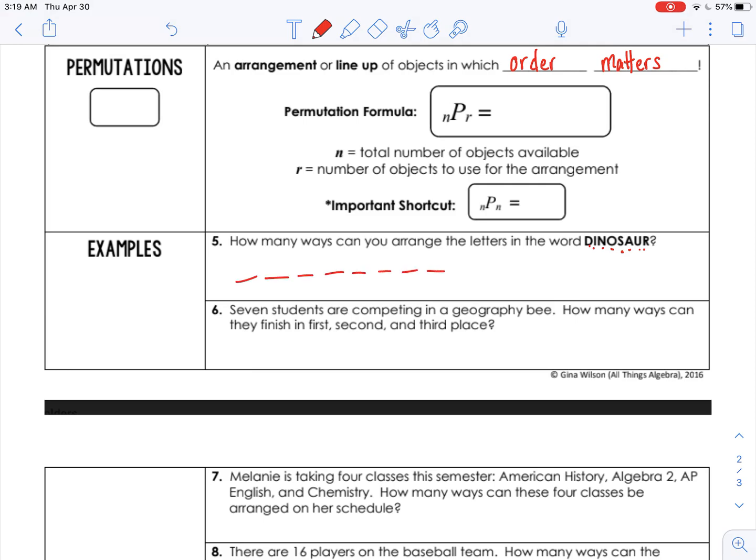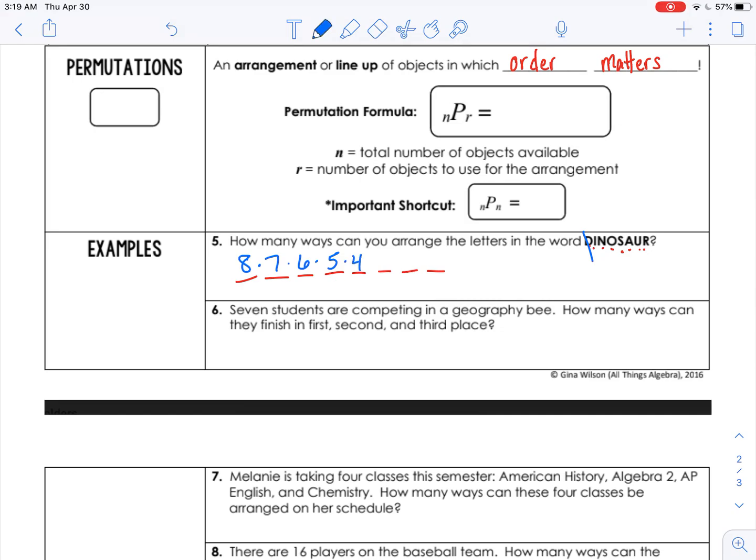8 letters. And how many options do I have in that first slot? I have all 8 to pick from. So that's 8 options to pick from. And now I've used one of my letters. So how many do I have left to pick from for my second position? Well, if I had 8 and I used one, I only have 7 left. Now for the third spot, I've used 2 of them, so I only have 6 left. And then for this spot, I've already used 3, so I've got 5 left.